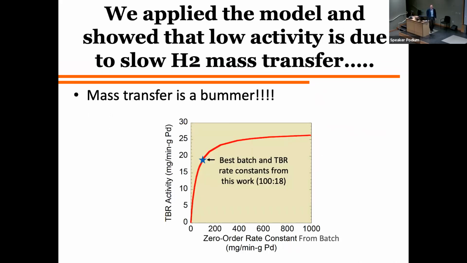Yes? You have the same material in the trickle system and the batch? We did, yeah. The same catalyst particles. The same activated carbon. Yeah, the exact same stuff.